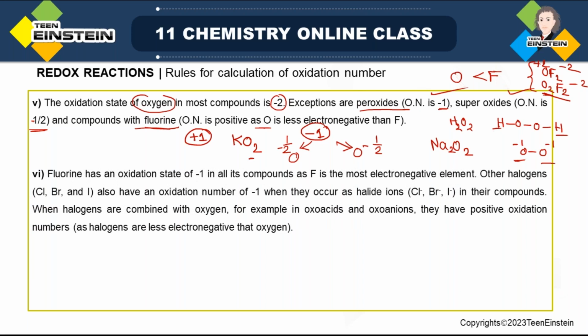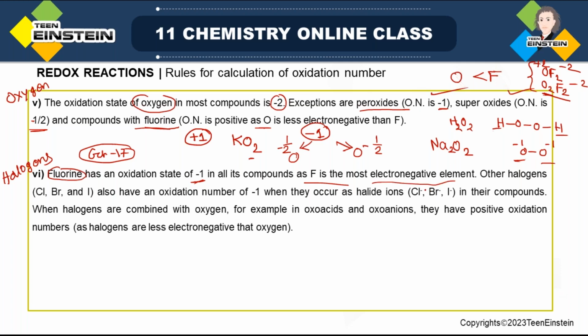Next rule. The next rule is specially for halogens. This was for oxygen. Now what about halogens? Halogens are basically from group 17. They have one common oxidation state, which is -1. Now we know fluorine is the most electronegative element in the whole periodic table, and it will always have a negative oxidation state. It cannot have a positive oxidation state. So the oxidation state is -1 in all its compounds because of this reason.